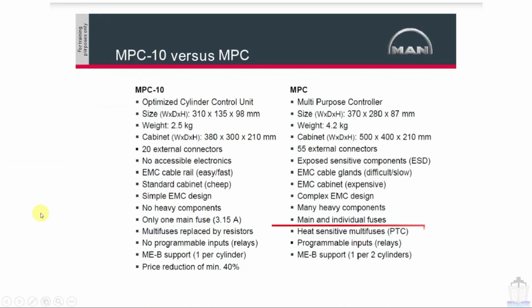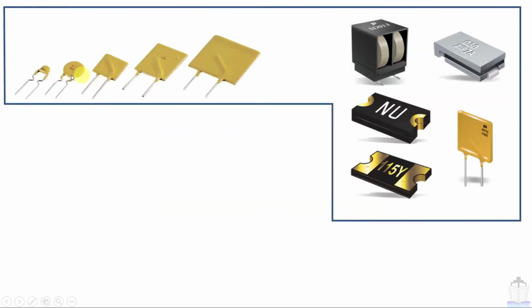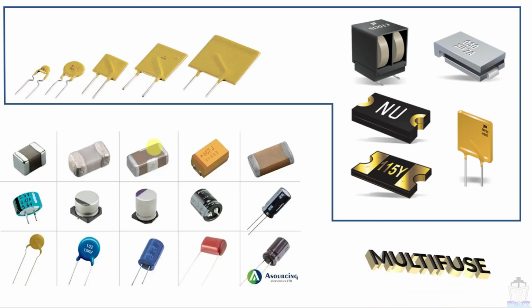Now moving to the next, in MPC 10 the multifuse is replaced by resistors, and in MPC a heat sensitive multifuse, that is a PTC, is used. Now you can see this is a picture of the multifuses, and this sort of multifuse is installed in the MPC. Now you can see that this is a picture of different capacitors. So these multifuses and these capacitors look similar.